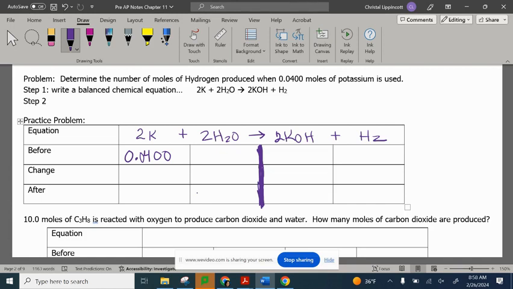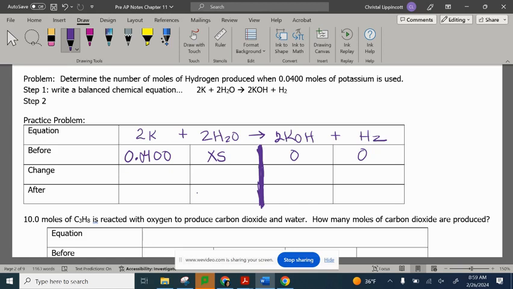Now, they did not tell us how much water we had. So at this point, we're going to assume that we have an excess amount. So we are just going to write down XS as an abbreviation for excess. All right. In the beginning, have we made any of this stuff? No, we haven't started out with anything. So for our products, we haven't made anything yet. So we're just going to put down zeros.